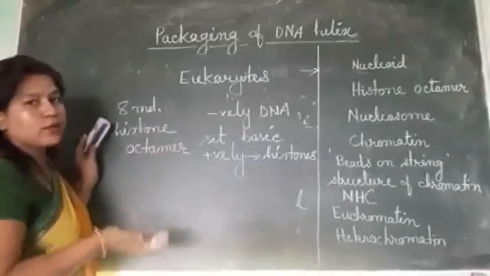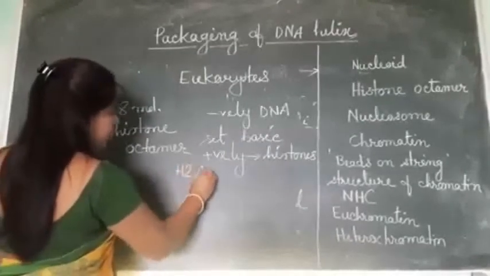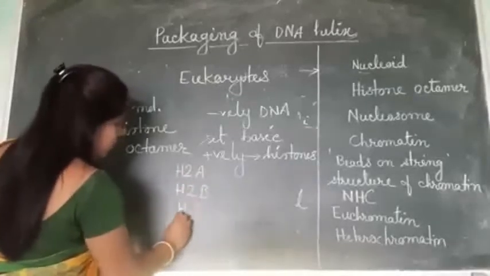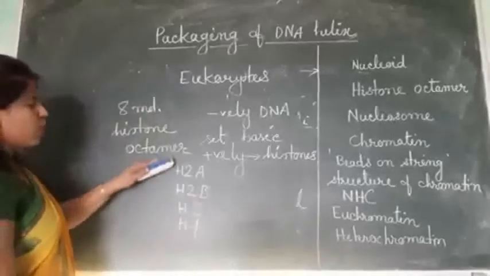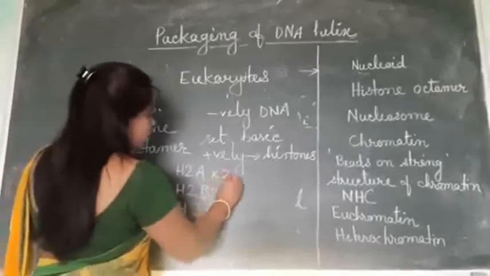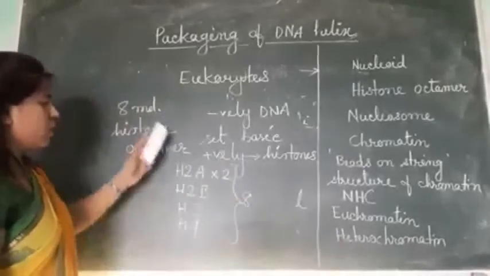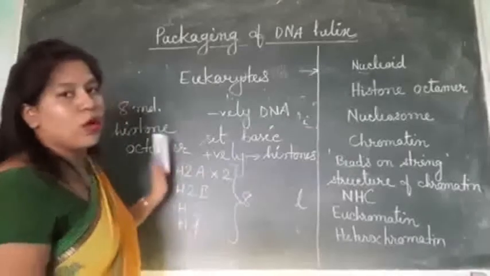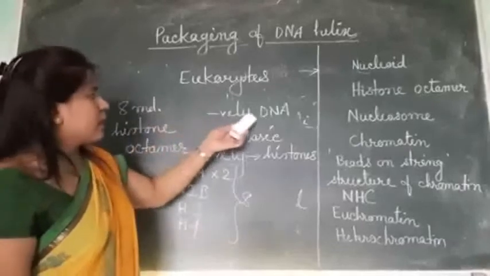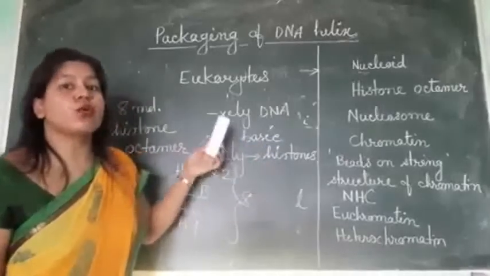Actually, 4 types of histone proteins are involved. These are H2A, H2B, H3 and H4. These 4 types of histone molecules are involved in the histone octamer, 2 from each type, so a total of 8 molecules. So in a eukaryotic cell, the negatively charged DNA is held with a positively charged basic protein unit called the histone octamer.